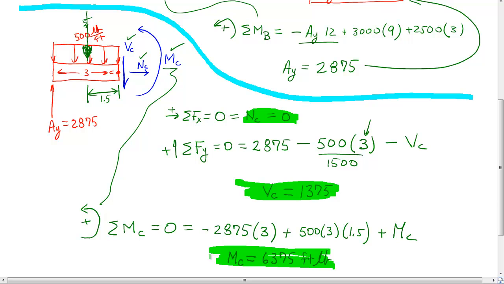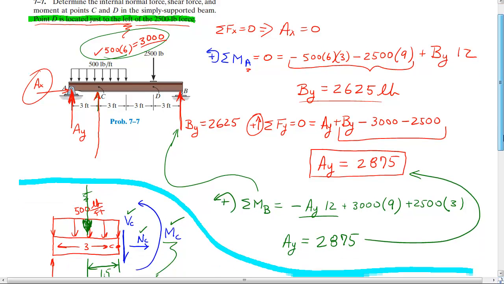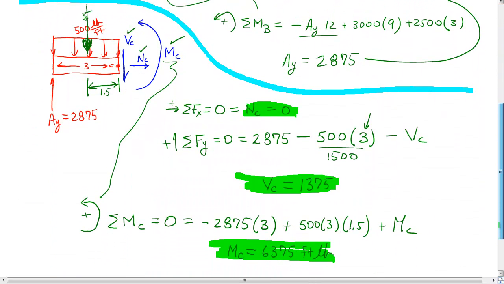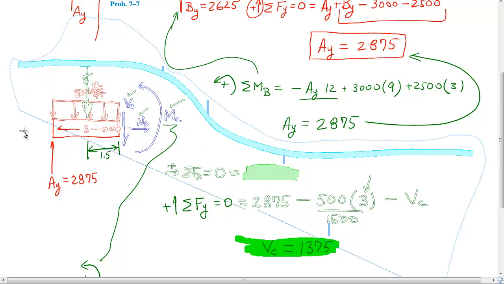Now that I've solved this, I'm going to move it down because he wants me to solve it again for a point located just to the left of that load. That's very important to know where that load is, to know where that point is, I'm sorry. So here, let me grab this, get it out of the way. Uh-oh.